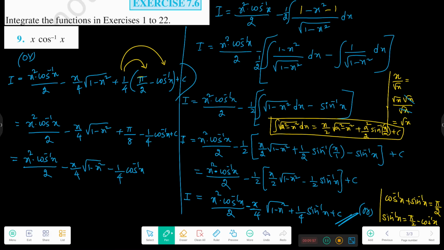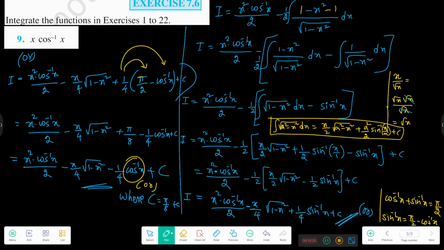So except pi by 8, remaining, I wrote pi by 8 and c together, I'm writing plus c. If you want to mention, you can mention where capital C is equal to pi by 8 plus c. Also you can write. That's it. If you want to simplify more you can, or else better you can stop here. If you want, you can simplify this also.